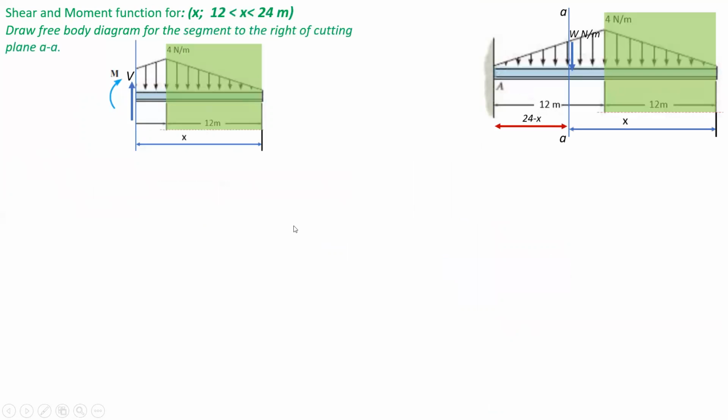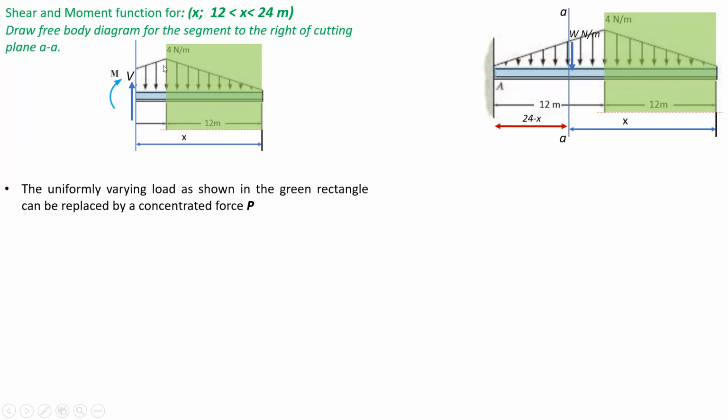So now the next step is we will go to the other segment, where x is varying from 12 to 24 as shown in the figure. Again I have split it into two half segments at the arbitrary distance AA, and then the right segment is shown magnified here. So now we want to find the shear and moment function for this segment.